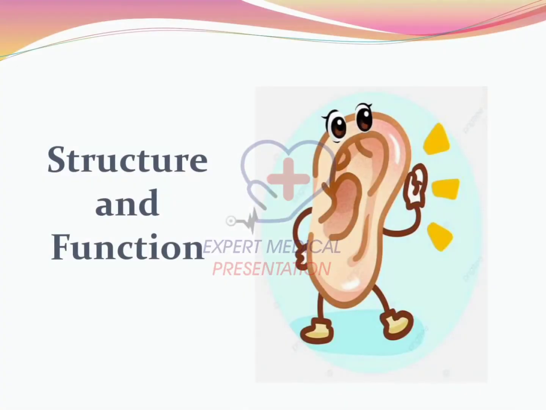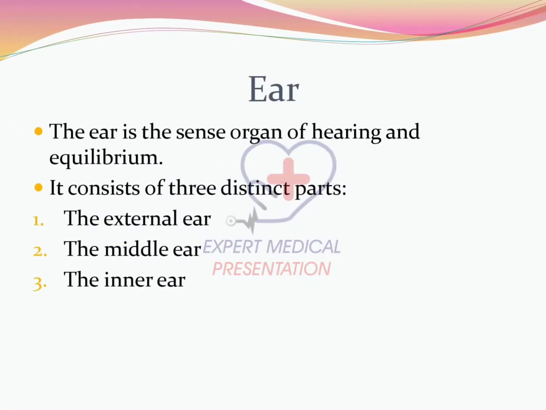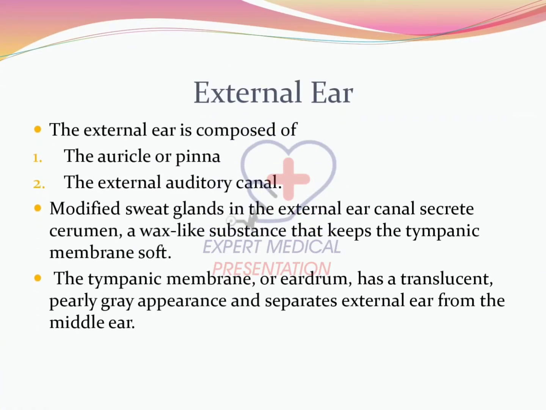Structure and function. The ear is the sense organ of hearing and equilibrium. It consists of three distinct parts: the external ear, the middle ear, and the inner ear. External ear. The external ear is composed of the auricle or pinna and the external auditory canal. Modified sweat glands in the external ear canal secrete cerumen, a wax-like substance that keeps the tympanic membrane soft. The tympanic membrane, or eardrum, has a translucent, pearly appearance and separates the external ear from the middle ear.